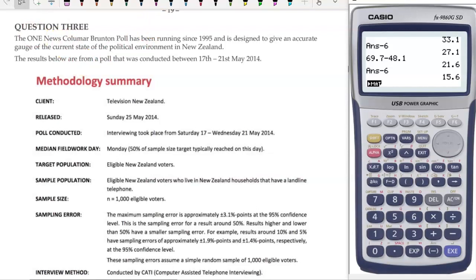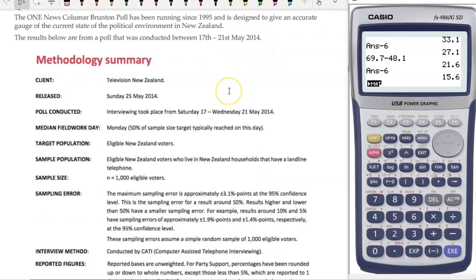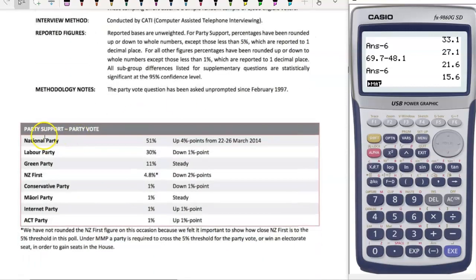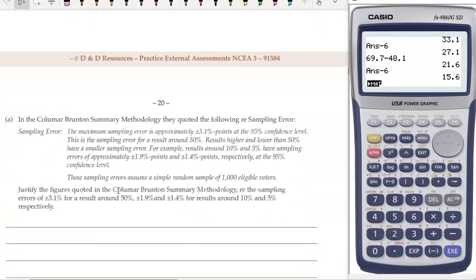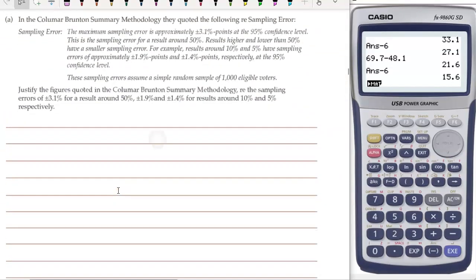Okay, on to question 3, where we're taking a look at the results of a poll that was conducted in 2014 on where the political parties stood in terms of party support. Okay, so first question.